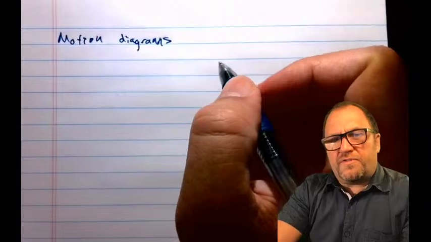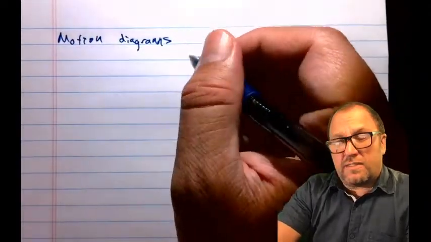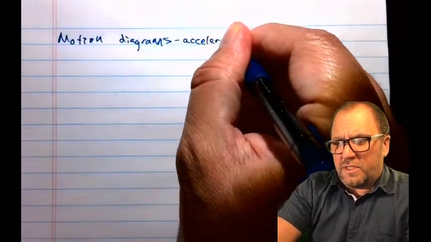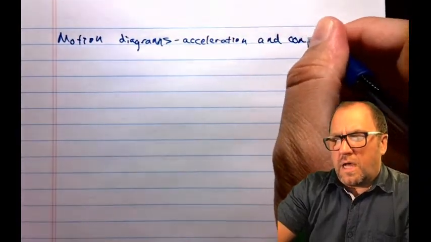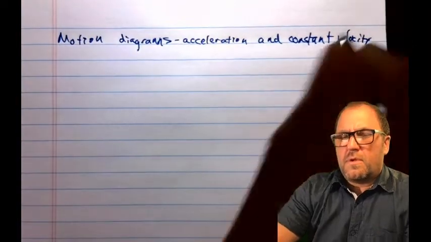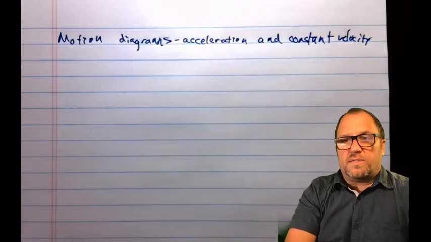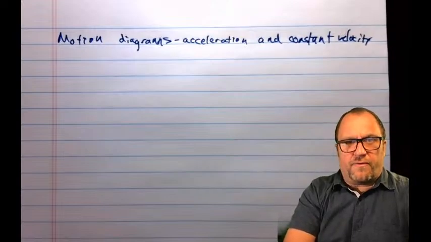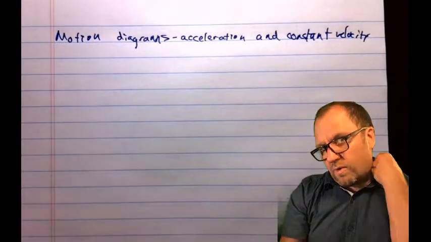So what if something is accelerating or traveling at a constant velocity? What would the motion diagram look like for that? So for acceleration and constant velocity. If I asked you to draw the velocity of a particle while it was accelerating, what would it look like? Or if the particle was traveling at a constant velocity, what would that motion diagram look like?